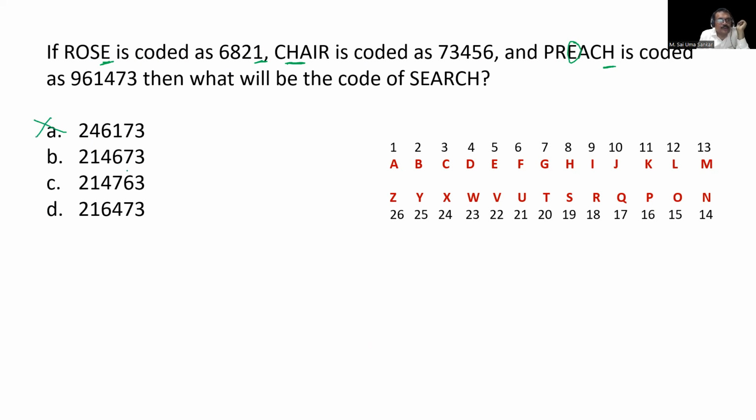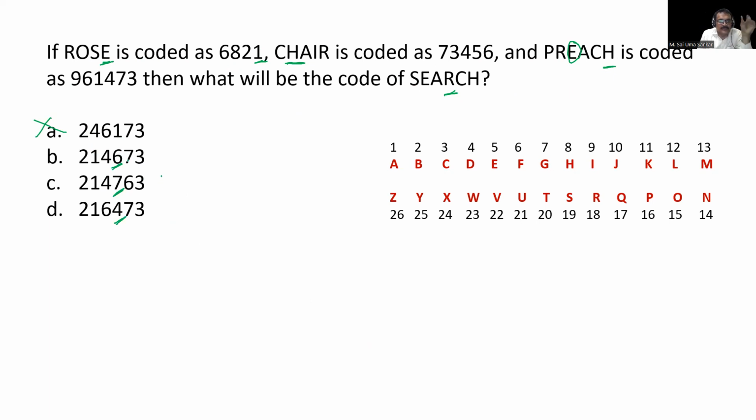And come to the fourth letter. Why? Because in the second letter, 4 and 4 is there. Come to the fourth letter: 6, 7, and 4. If you find the fourth letter in search, you will get the answer. What is the R? R is equal to 6. Of these 4 letters, here 6, 7, 4.